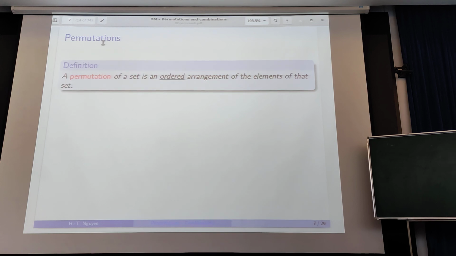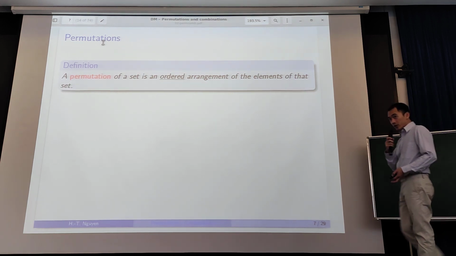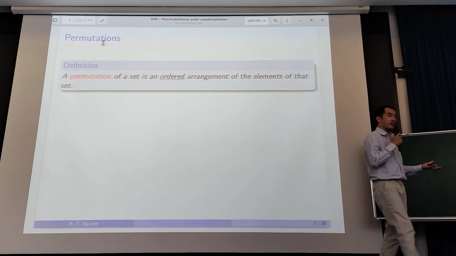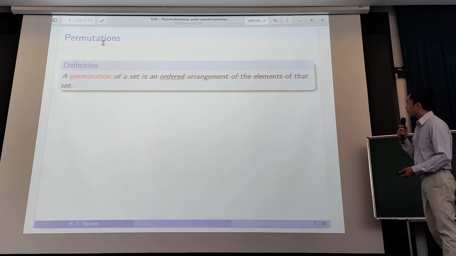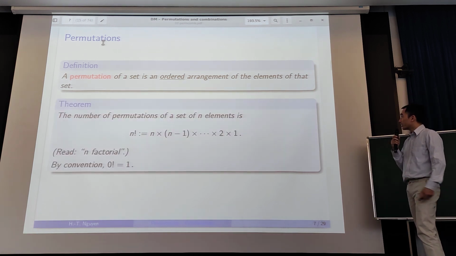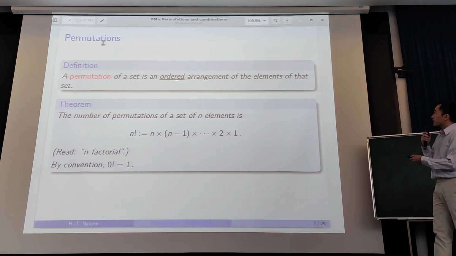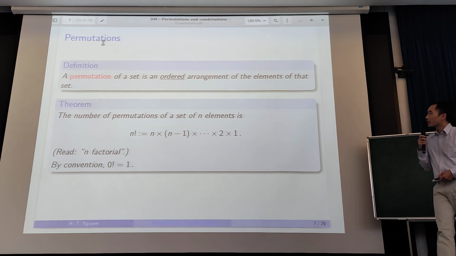And so that was an example of permutation. So whenever you have a set and you want to arrange the elements of the set in a certain order, in a linear order, then we get a permutation. Okay? So here the important word is order, okay?